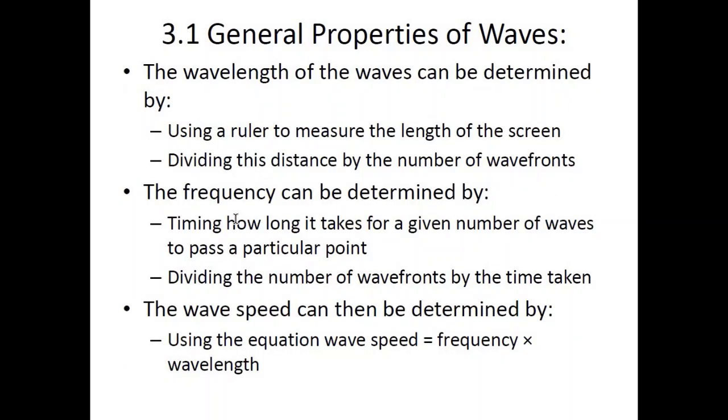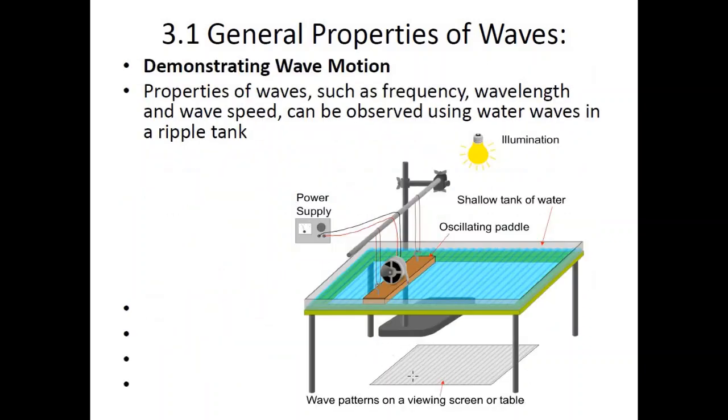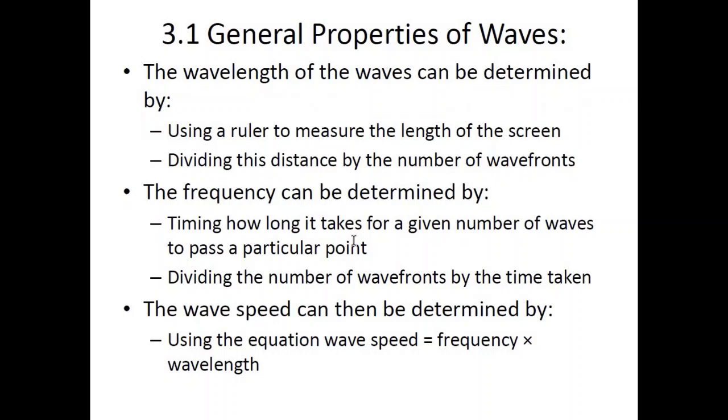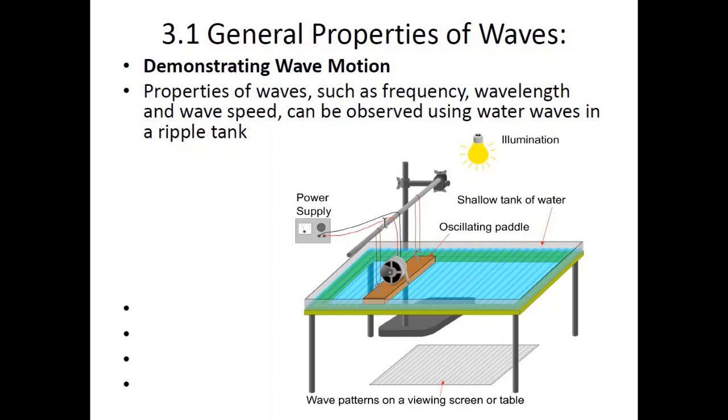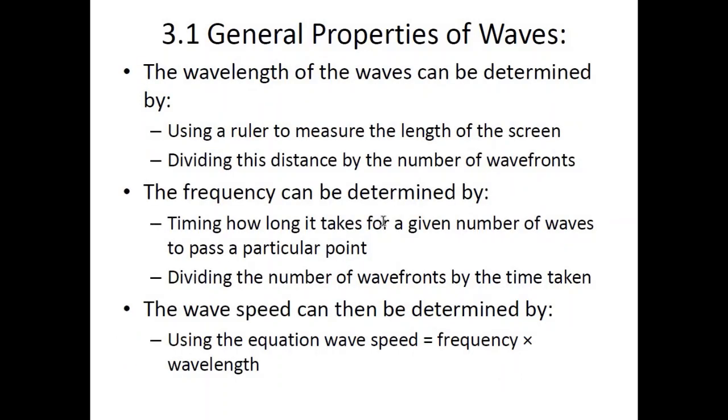The wavelength of the waves can be determined by using a ruler to measure the length of the screen, this part, and dividing it by the number of wavefronts, meaning these lines. The frequency can be determined by timing how long it takes for a given number of waves to pass a particular point, and dividing the number of wavefronts by the time taken. The wave speed can then be determined by the formula: wave speed equals frequency times wavelength.